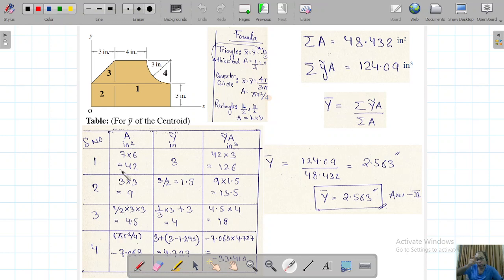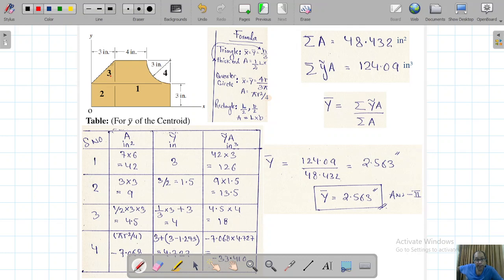This is the tricky one, the triangle. Again the area of the triangle is half into base into height, 4.5. But what will be the y tilde? From the origin I will move 3 inches, plus, in the previous slide, the centroid was just at this point. Remember, I told you it was this point.